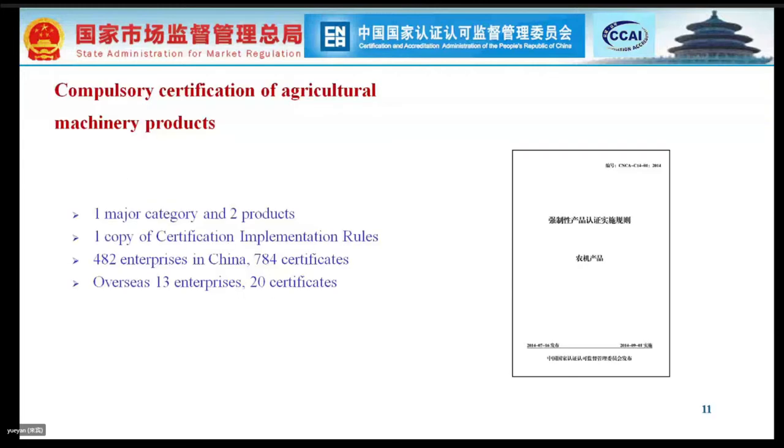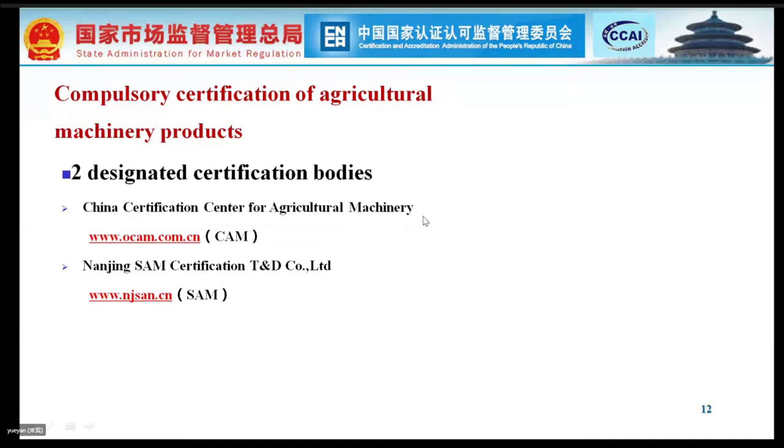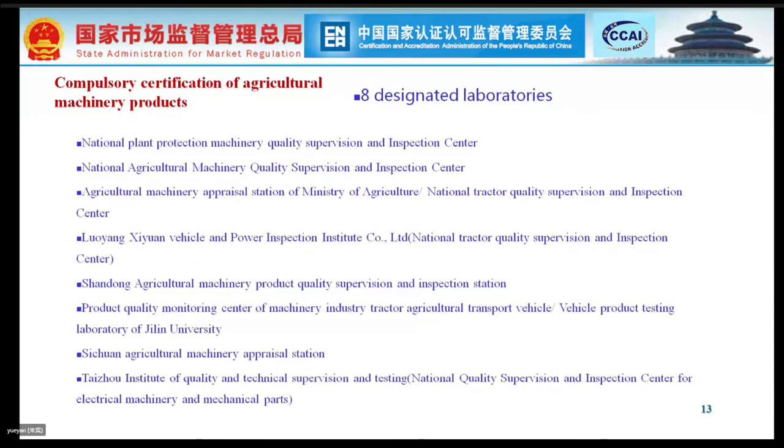Overview of agricultural machinery certification: there is one major category and two products. One copy of the certification implementation rules. This picture is the rules. 482 enterprises in China and 784 certificates. Overseas, 13 enterprises and 20 certificates in China. And we have two designated certification bodies, CAM and SAM, and designated laboratories. This is the detail.